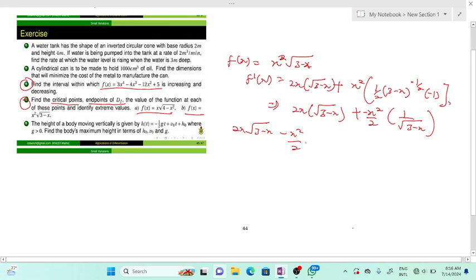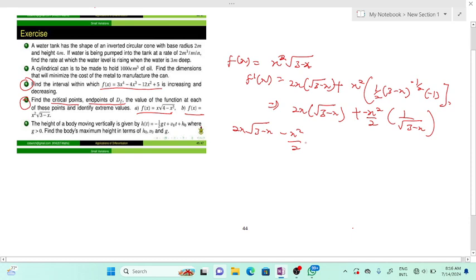Okay, so 12x minus 5x squared is equal to 0. At this point, I factorize x out. I get x times (12 minus 5x) equal to 0. X will be equal to 0, and I'm going to have x equal to 12 over 5. So these are my critical points: x equals 0, then x equals 12 over 5.